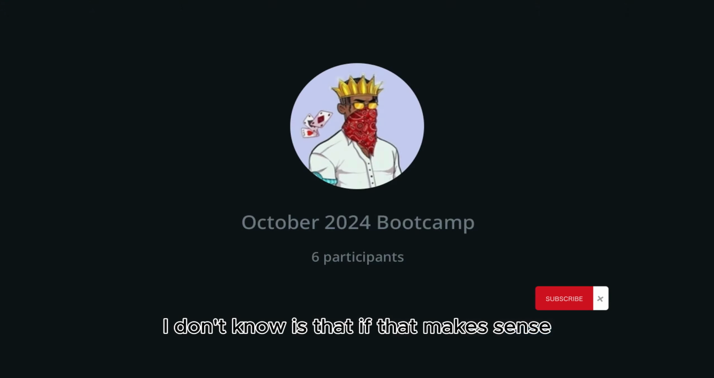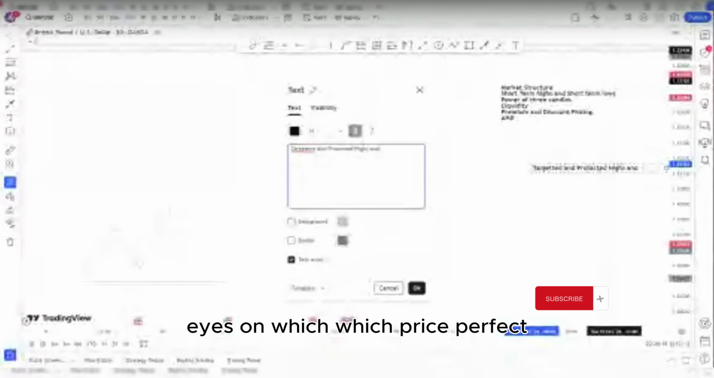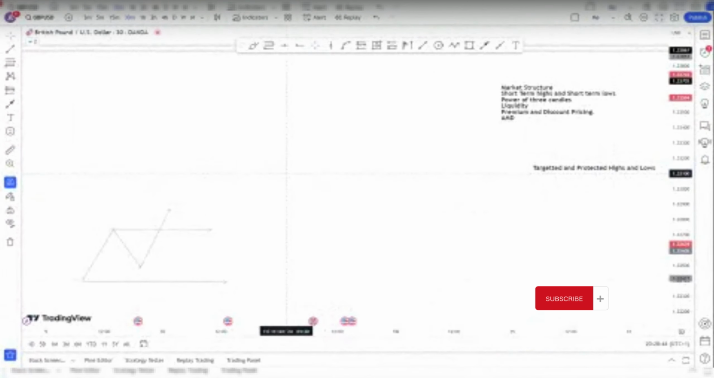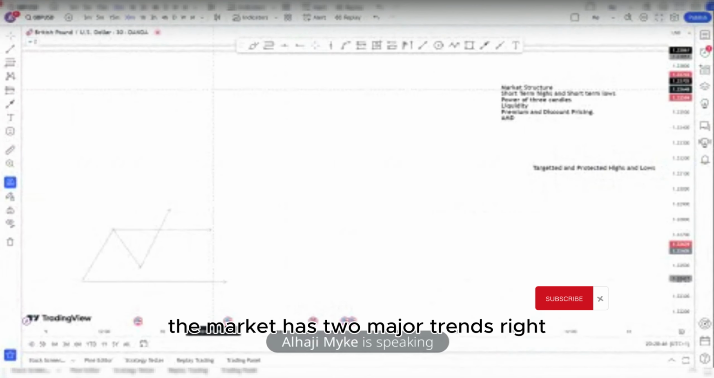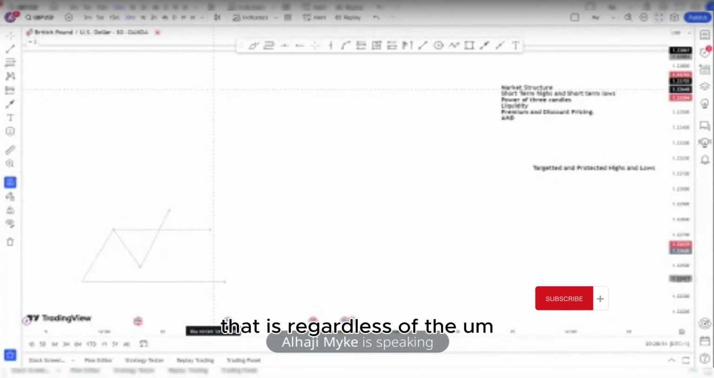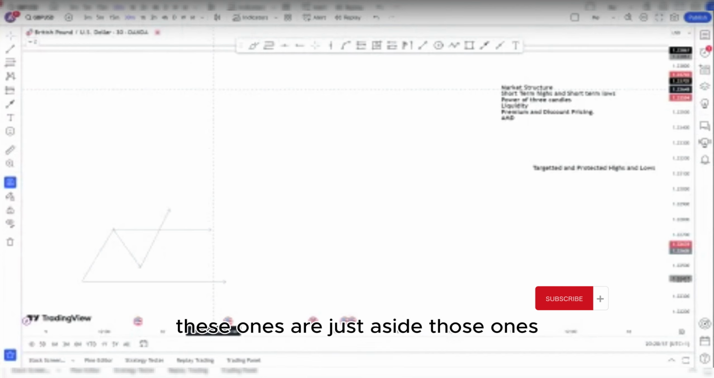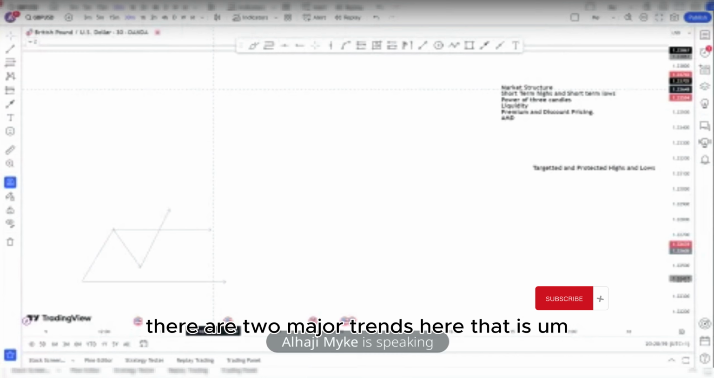I don't know if that makes sense. So the thing with the market is highs and lows. Right, perfect. So the thing with the market, what people don't know, is that the market has two major trends, right? That is regardless of the impulsive retracements and the consolidating trend. Those ones are just aside; there are two major trends here.